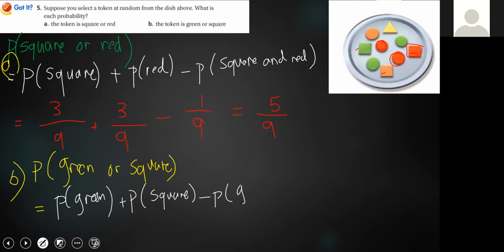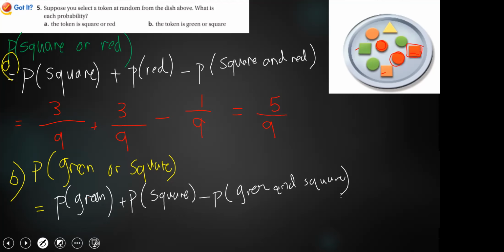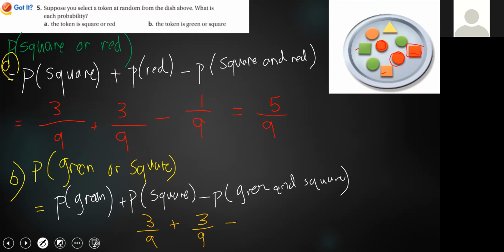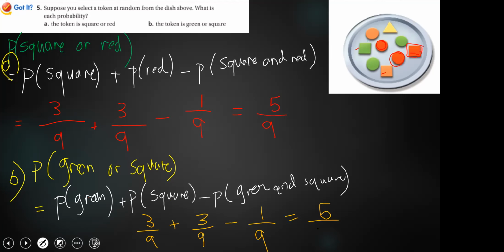Minus probability of green and square, 3 over 9. Now, what is the probability of getting a green? How many are green? 3 over 9. How many are square? Also 3 over 9. How many are green and square? 1 over 9. Bravo. So the answer is 5 over 9.